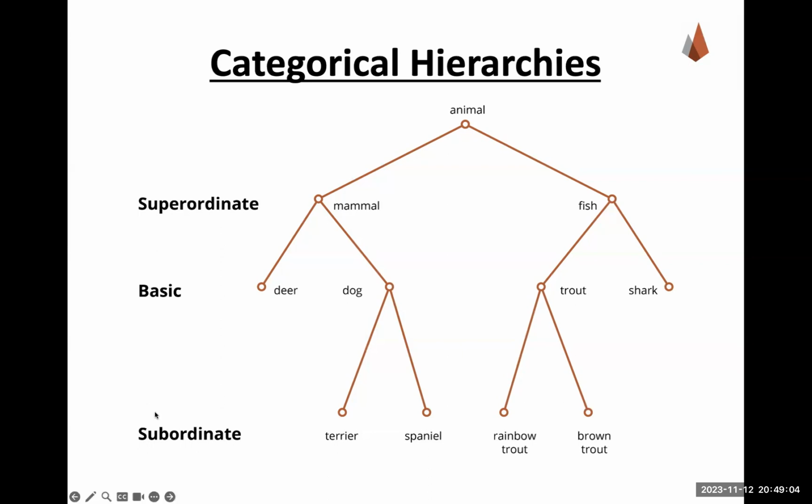And then lastly, subordinate. This level of classification is hyper-specific and very narrow when compared to basic and superordinate levels. For example, sharks are fish. Sharks at the basic level, fish superordinate, but there are many subspecies of sharks: lemon, great white, and hammerhead.